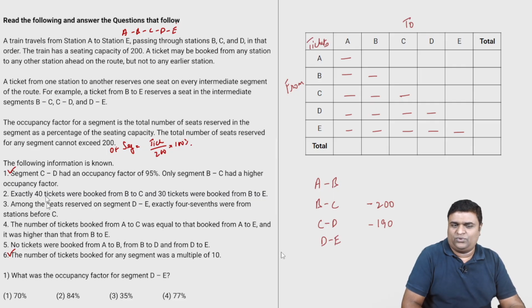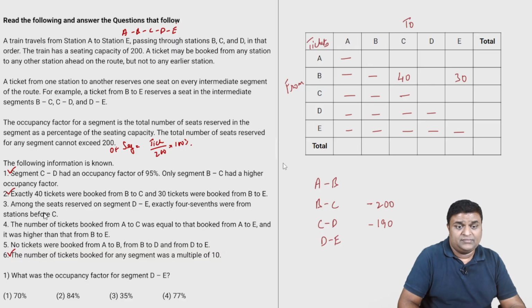So I have just 4 clues left, 2, 3, 4, and 5. Now 2 over here is telling me what? Exactly 40 tickets were booked from B to C. Now from B to C, I had exactly 40 tickets. Okay, good. And 30 tickets were booked from B to E. B to E, 30 tickets. Oh, these are direct clues, right?